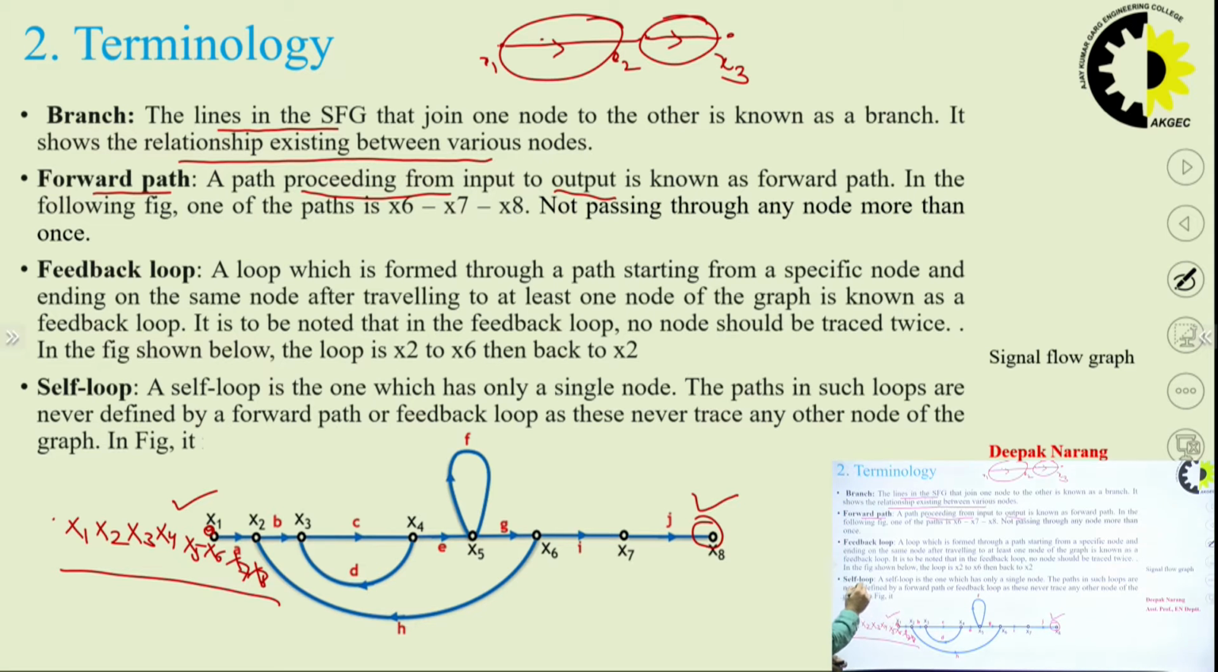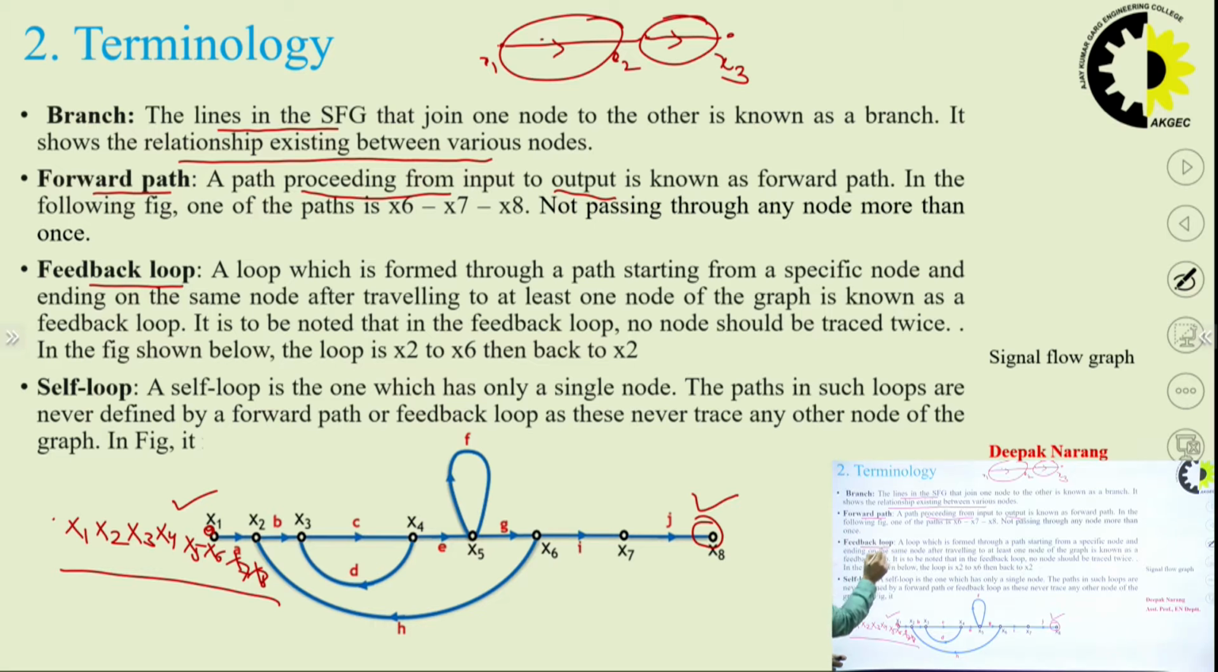Okay. And one thing which should be remembered in a forward path: no node can be repeated more than one time. Once a node is encountered, it cannot be repeated. If it is getting repeated, then it is no longer a forward path.